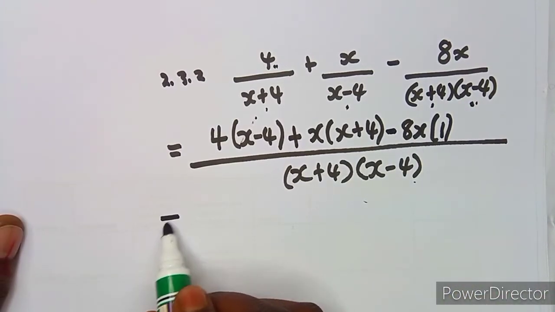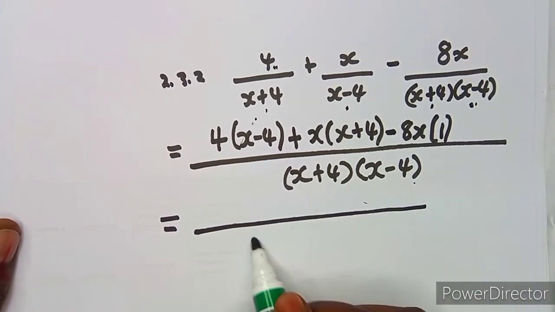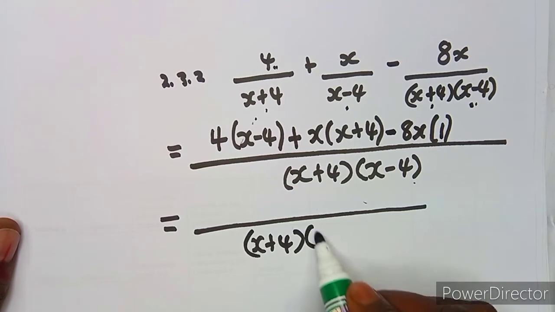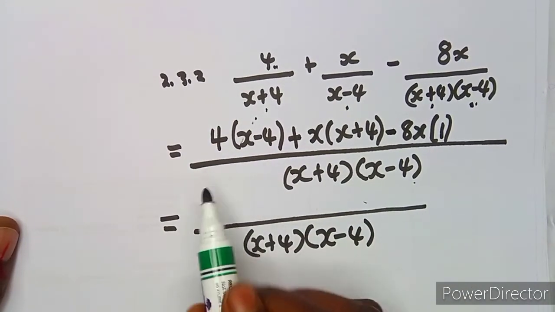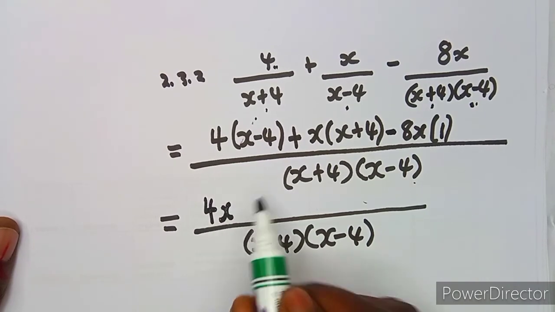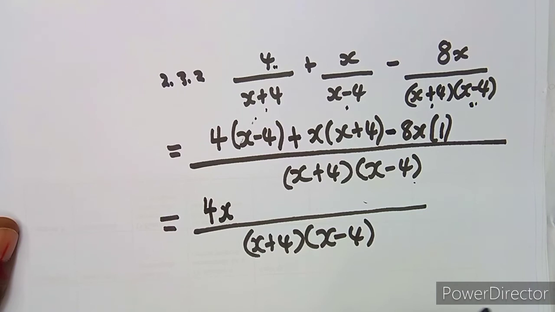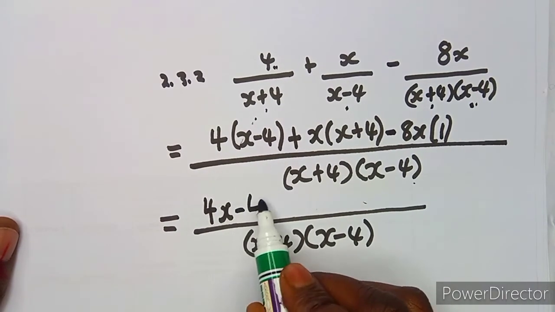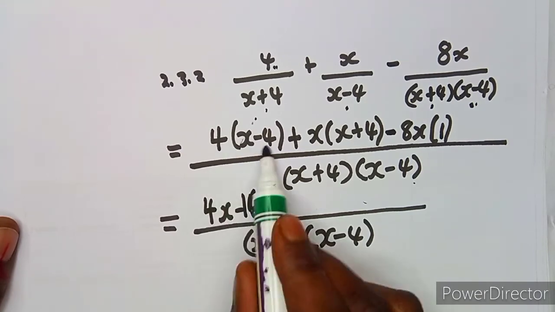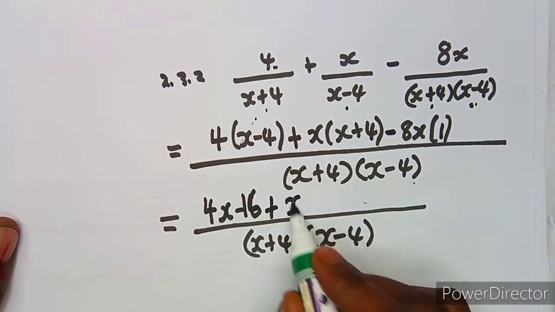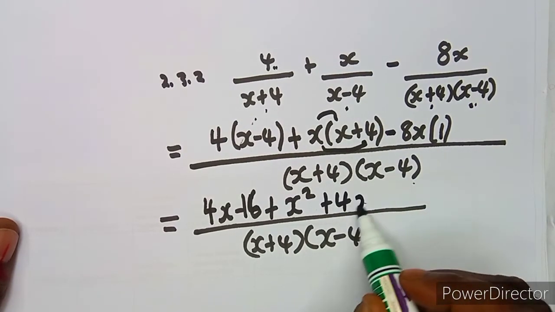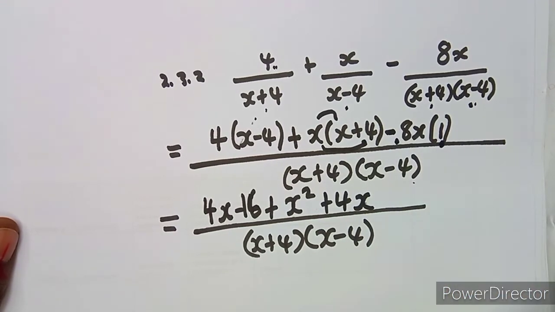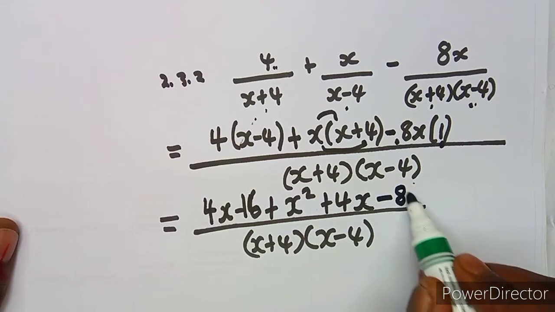All right, so what's the next stage, guys? As you can see, it's a matter of expansion. You have to expand the brackets. The LCD repeats as it is. Don't do anything here, just write it as it is. Okay, so let's expand brackets. 4 times x gives us 4x. What else? 4 times minus 4, which is minus 16. Then x times x, which is x squared, and x times 4, which is plus 4x. Minus 8x times 1, which is minus 8x.